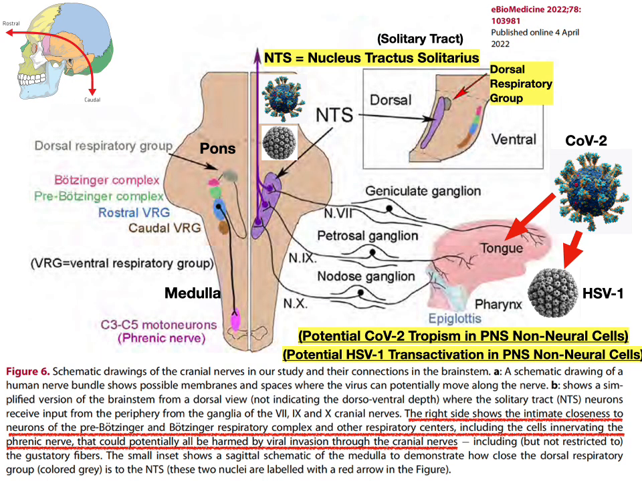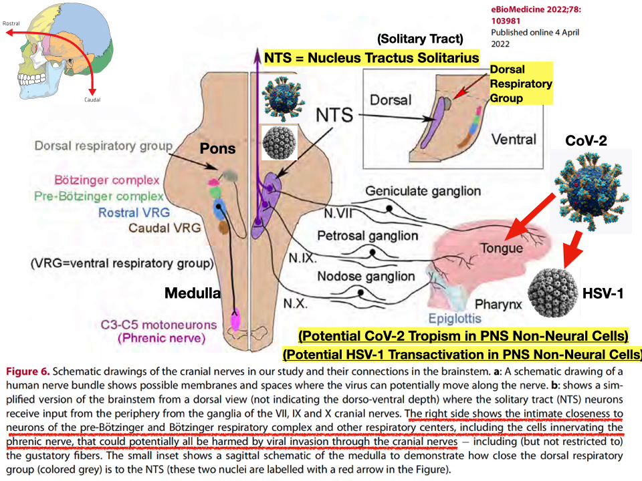Now I've added additional red arrows over on the right. These indicate viral infections: a primary COVID-2 infection infecting the tissues of the tongue, the pharynx, and/or the epiglottis, and the potential transactivation of dormant herpes simplex virus 1, HSV1.